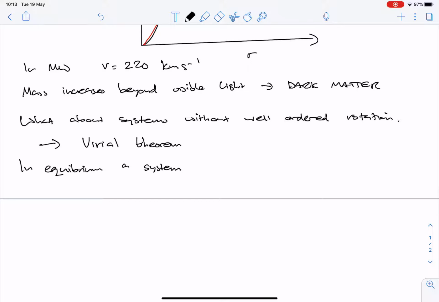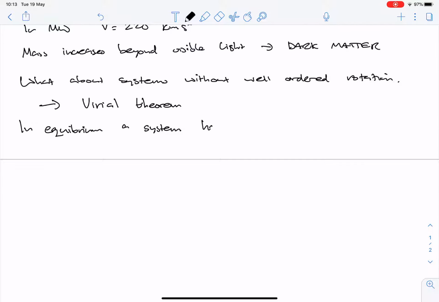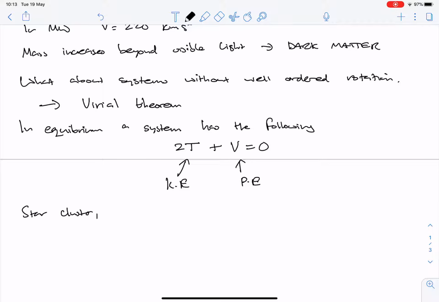a system meets the following requirement. It has 2T plus V equals 0. And this is the kinetic energy, and this is the potential energy. So if I look at, say, a star cluster, a galaxy cluster, an elliptical galaxy, all sorts of things, this applies.